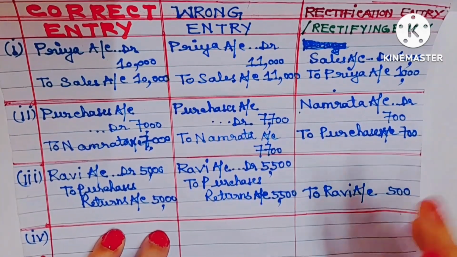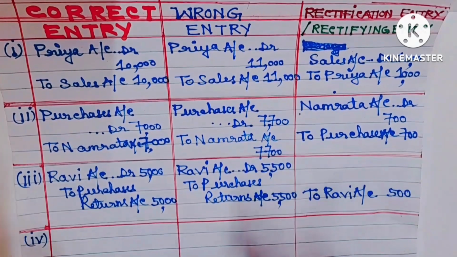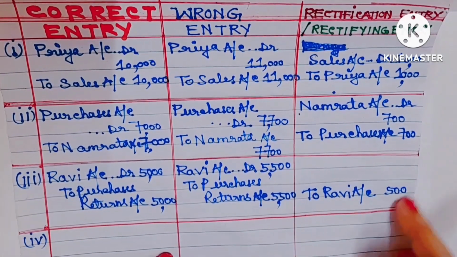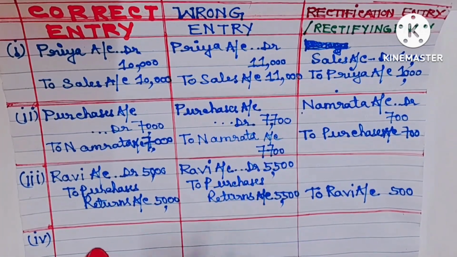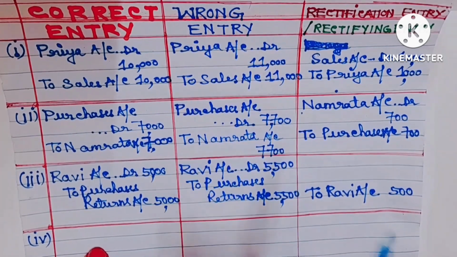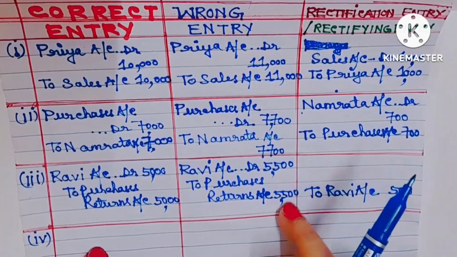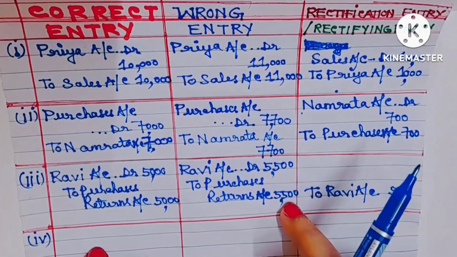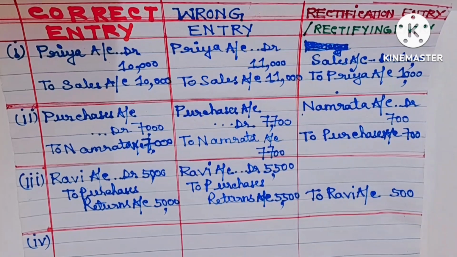reverse entry with the differential amount. Understood? Differential amount means যেটা বেশি হচ্ছে সেই অ্যামাউন্টটা উল্টো দিকে লিখতে হবে. Understood? Now let's see the credit side. To purchases returns account 5,000 in the correct entry. To purchases returns account 5,500. So 500 is more in the wrong entry. Rupees 500 has been recorded more in the wrong entry.